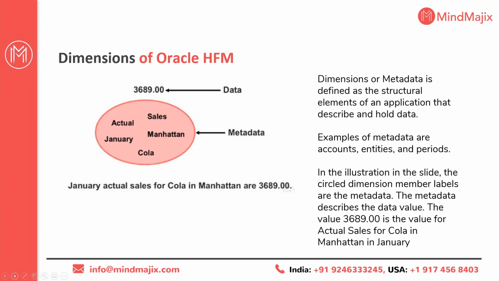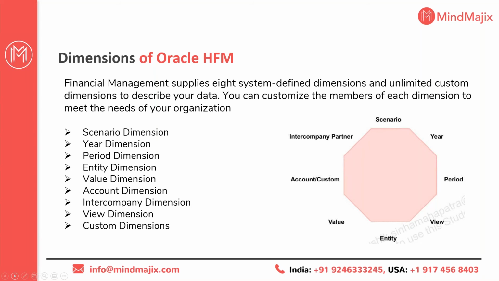The kind of dimensions that HFM has: there are 8 system defined dimensions, and you can have unlimited custom dimensions. The 8 fixed dimensions are the scenario, the year, the period, the entity, the value, the account dimension, the intercompany dimension, and view, and then the custom dimensions. So in an application, you should have a minimum of 2 custom dimensions, and after that you can have unlimited custom dimensions. So that's how it has been designed.